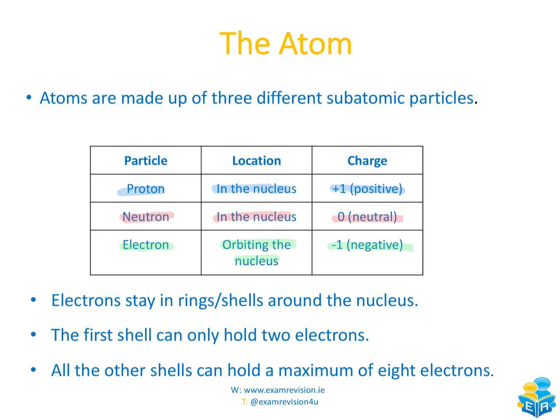So electrons are going to stay in the rings or shells around the nucleus. The first shell, remember, can only hold 2. Every shell after that can hold 8. You cannot move on to the next one until the previous one is full. Okay, so 2 in the first one, 8 on every subsequent one after that.